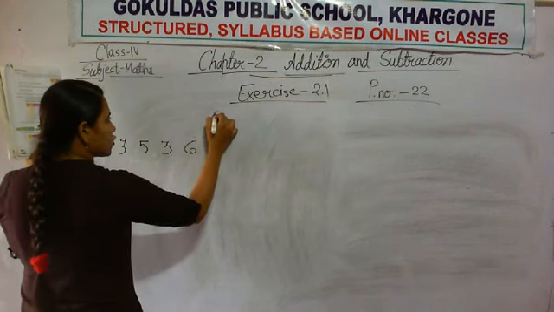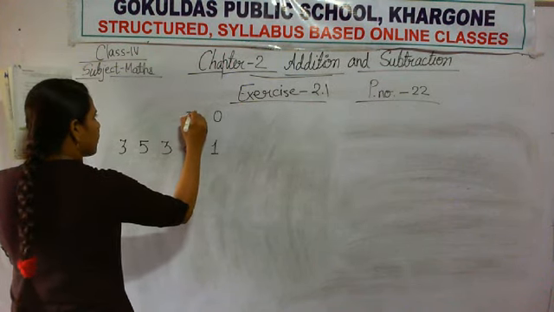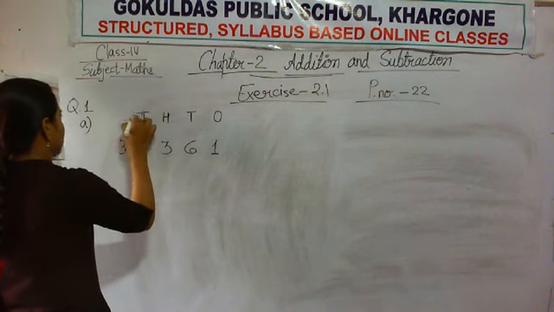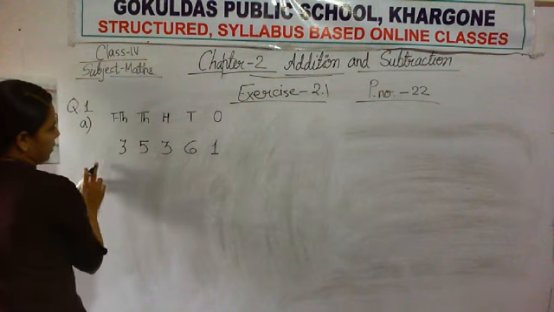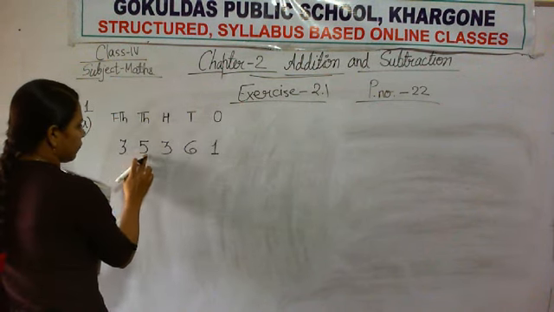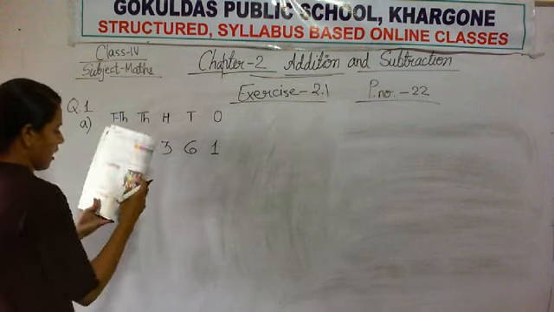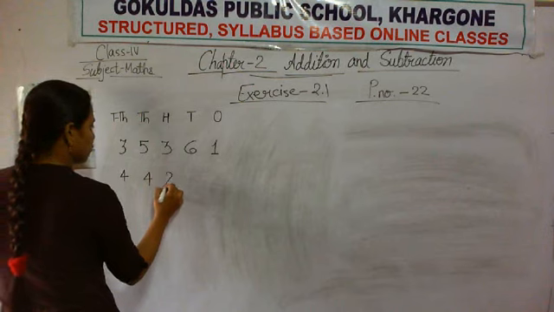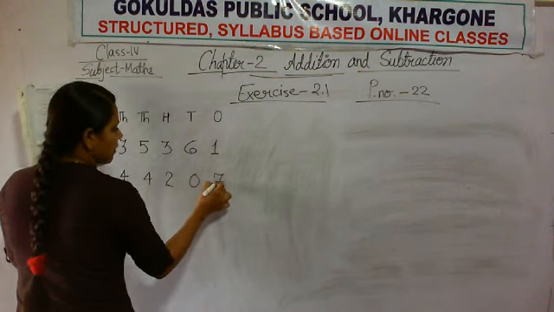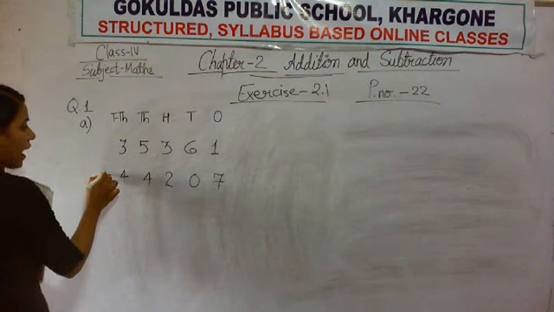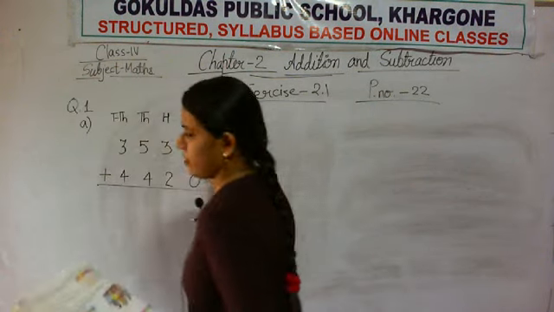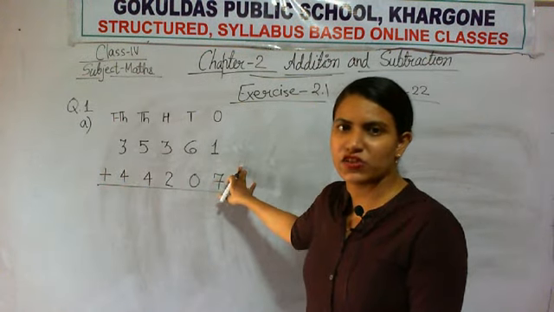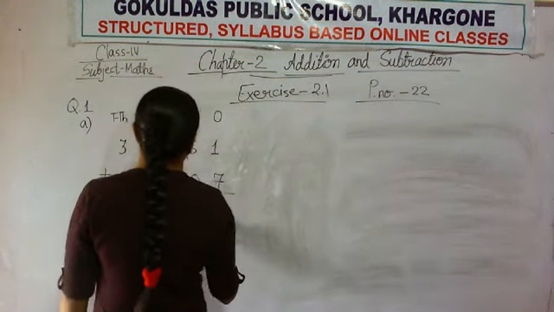Arrange all the numbers column wise. Be remember, arrange all the numbers column wise. Ones place, tens place, hundreds place, thousands place, and here ten thousands place. One number is given there, 35,361. And the other number given is 44,207. You have to add both these addends. These two numbers are addends. How many addends in this question? 2 addends. Okay.